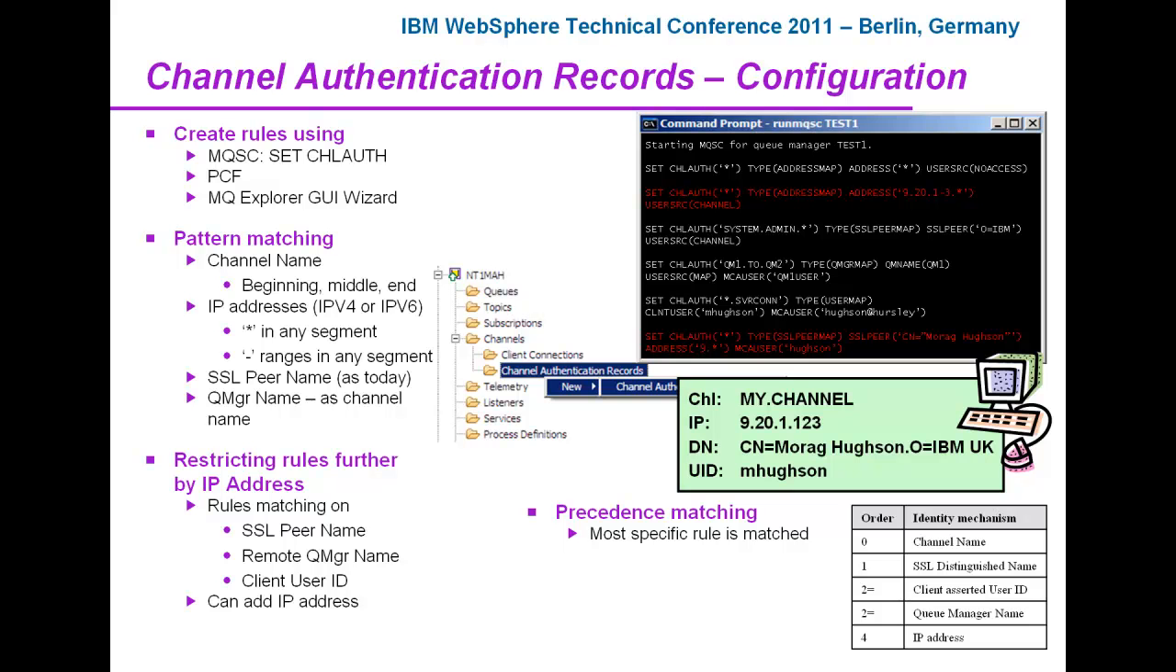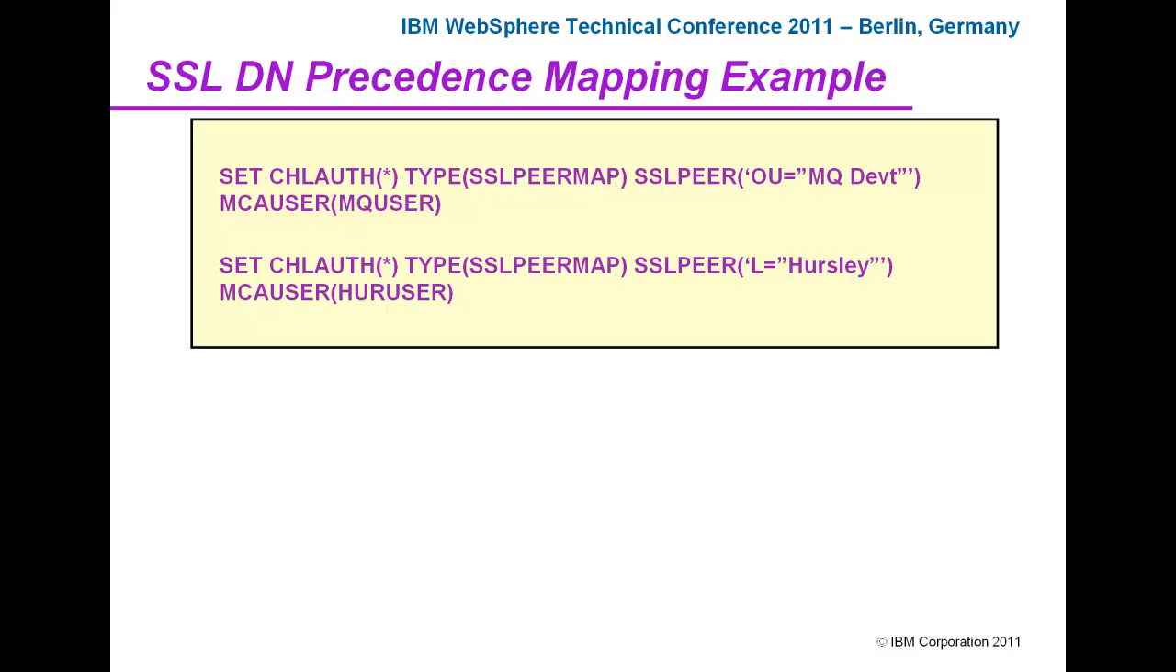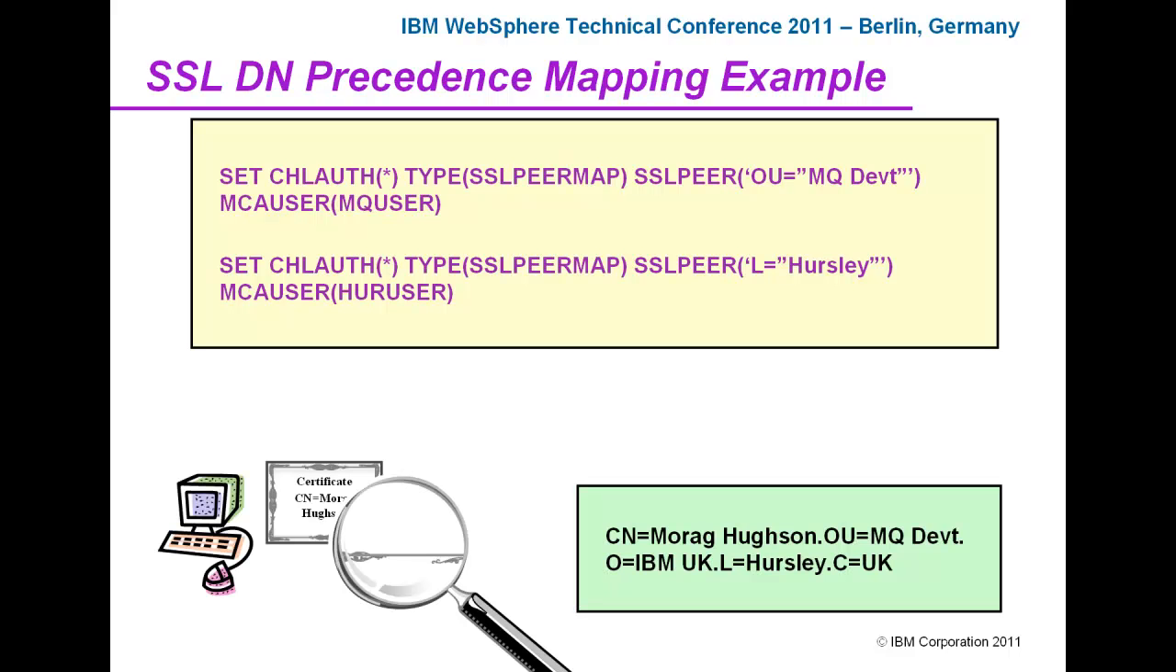Then if I have SSL peer name matching, there's lots of little attributes within an SSL peer name, and there's a precedence order needed for that as well. Let me show you why. Imagine I have a rule that says, if I see organizational unit MQ development, I will use an MCA user of MQ user. If I see a location that's Hursley, then I will say her user. So if I come in with an inbound connection that has a certificate that says OU equals MQ development and location equals Hursley, which rule will I match? Because I could match both.